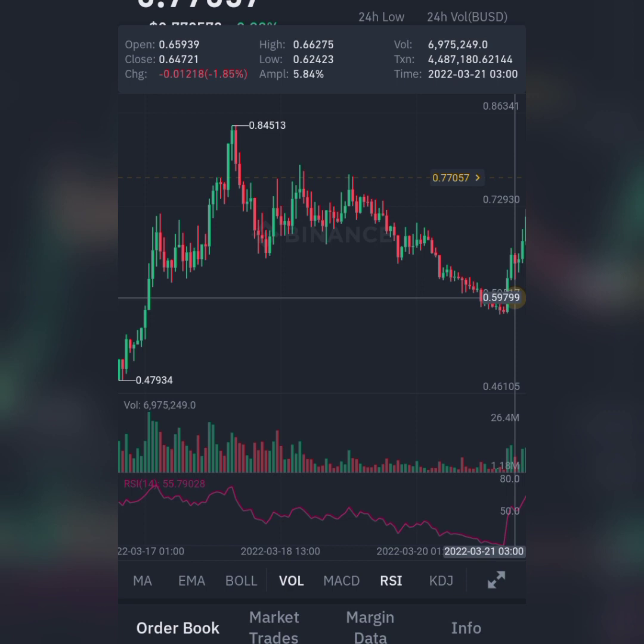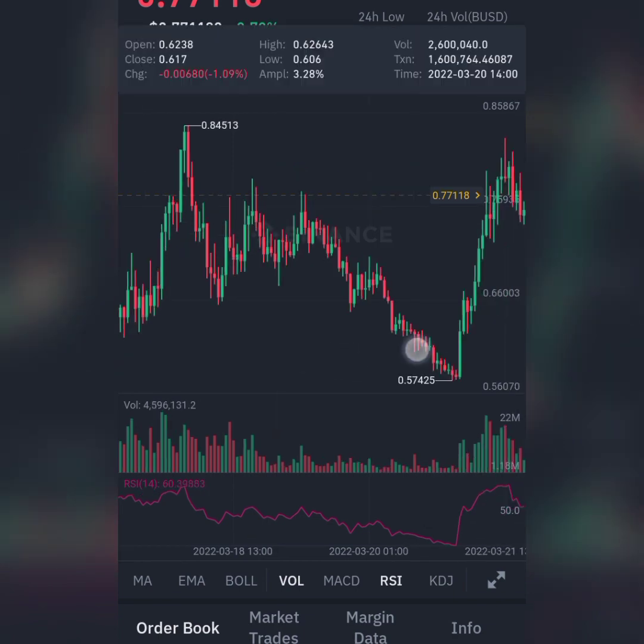Now once you spot this, you simply go for a short position. You take a short position and set your stop loss right here above the previous highest high, which is 0.84513, and then set your take profit with a risk-reward ratio of 1:2 or 1:3. In other words, you are risking 1% of your capital and trying to get 2x of that amount. You can set your take profit around this region.